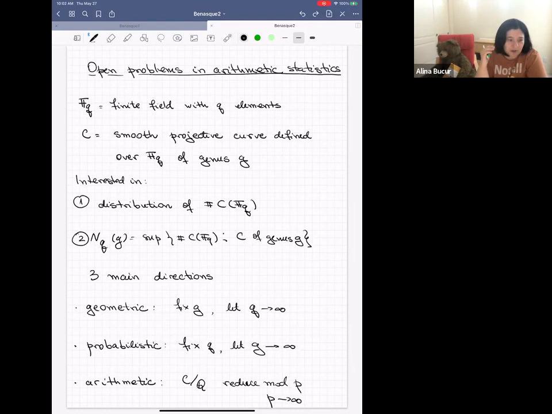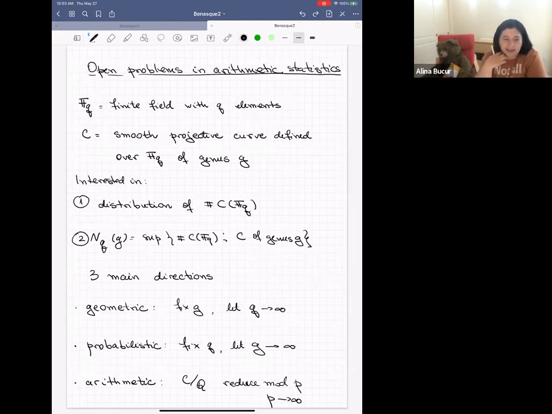Namely, I'm going to look in 3 directions: the geometric direction, the probabilistic direction, and the arithmetic direction. So the geometric one is the one where one fixes the genus G and lets the number of elements in the finite field go to infinity. The probabilistic point of view is the sort of polar opposite of this, where you fix the finite field and you let the genus of the curves go to infinity.